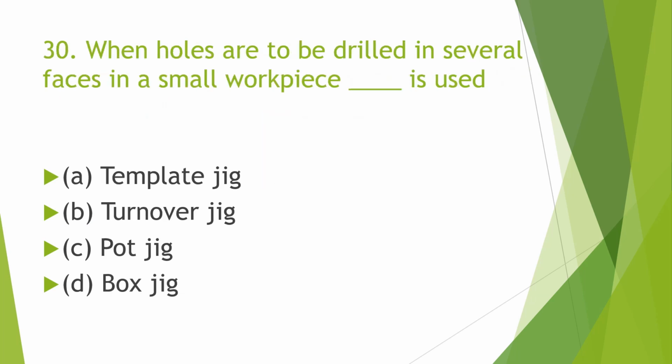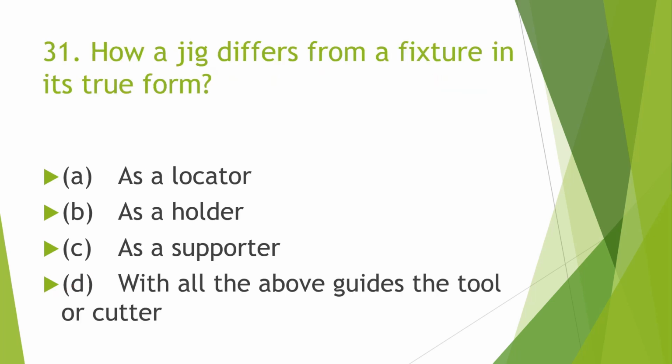When holes are to be drilled in several faces in a small workpiece, a box jig is used. So the answer will be box jig. Question number 31. How does a jig differ from a fixture in its true form? A jig is a locator, a holder, a supporter, and with all of the above it guides the tool or cutter. The answer will be D.